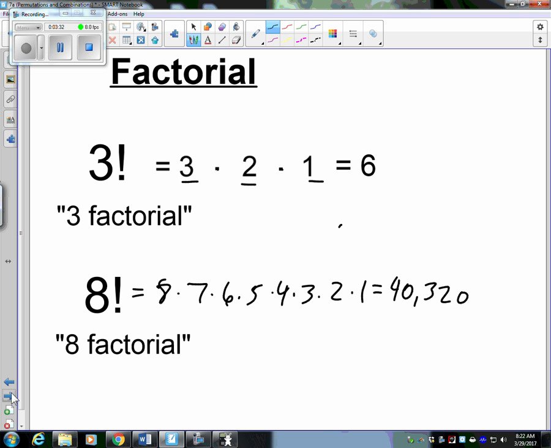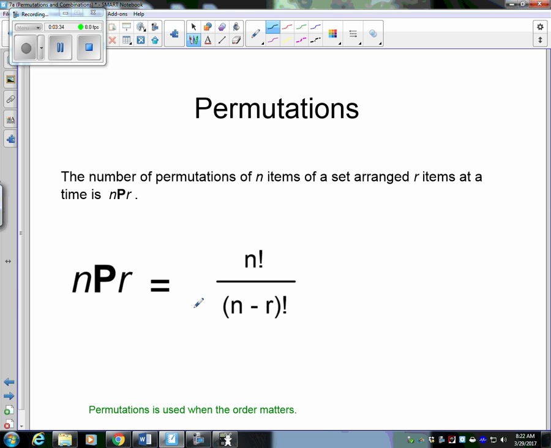Okay, moving on. For permutations, there is a formula. We have nPr, where n is the total number of items, and r is the number that you are taking out of the n items. If you want to do it by hand, the formula is n factorial divided by (n minus r) factorial. Remember, permutations are when order matters, so anytime you have a permutation, you can use this formula.